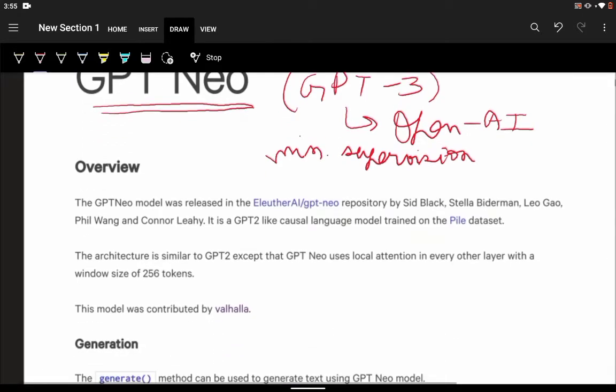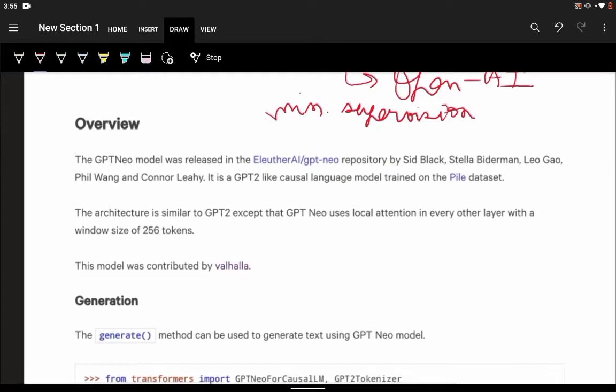So this is a slight overview on the GPT-Neo model. It was released by Eleuther AI basically. These are the contributors: Sid Black, Stella Biderman, Leo Gao, Phil Wang and Conal Leahy. It takes its roots from GPT-2. It's a causal language model trained on the pile dataset.